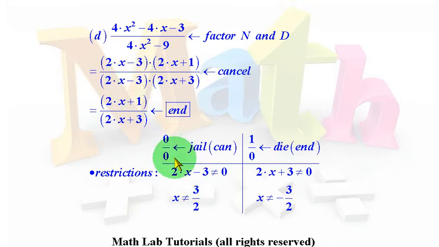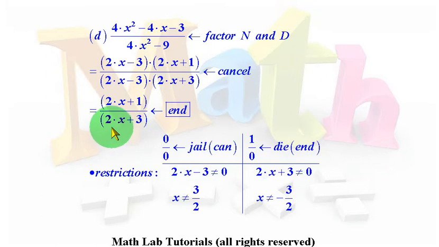The 0 over 0 restriction comes from the cancellation. So we have to impose that 2x minus 3 is not equal to 0. If you solve this for x, you get x is not equal to 3 over 2. At the end, we have to impose the 1 over 0 restriction.